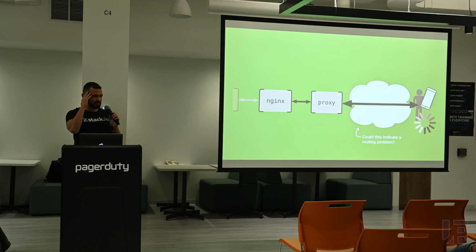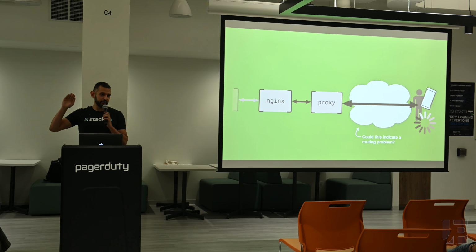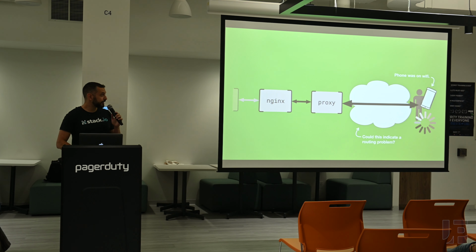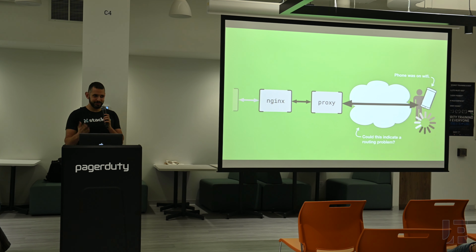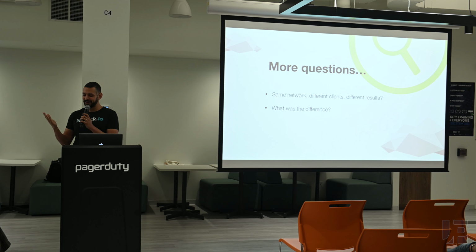I thought, okay, it's not working on my cell phone. Maybe there's a routing problem, right? Trying to confirm it. My cell phone is going through the cellular network and my laptop is going through the Wi-Fi. It's got to be a routing problem, right? Except my phone was on Wi-Fi as well, so it's going through the same network. This is confusing. Same network, different clients, different results. What is the pattern over here?